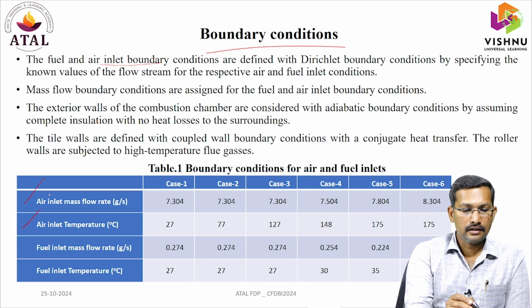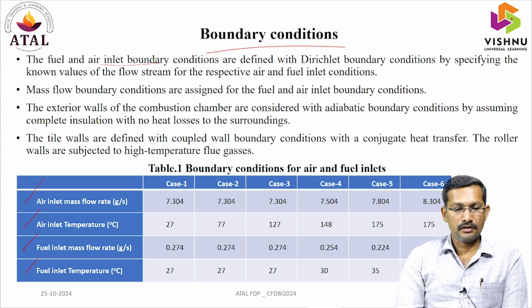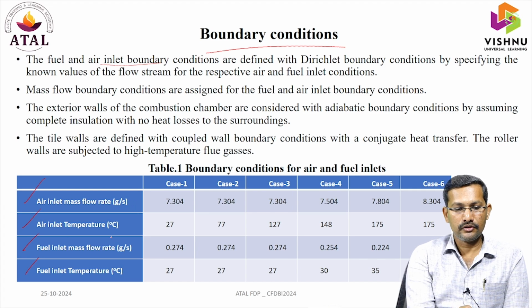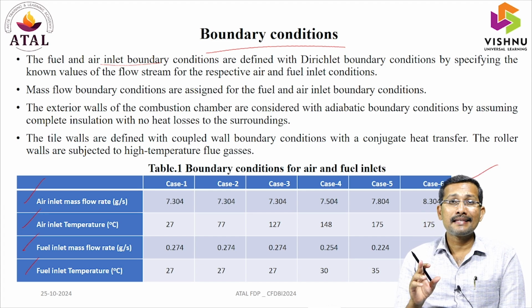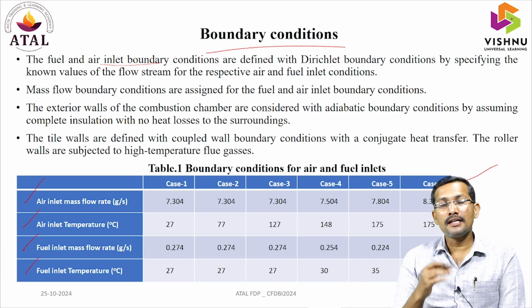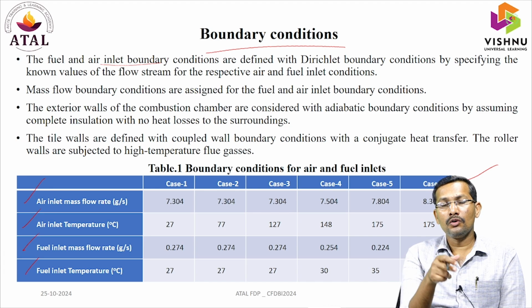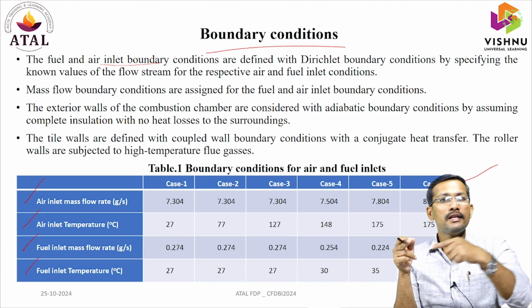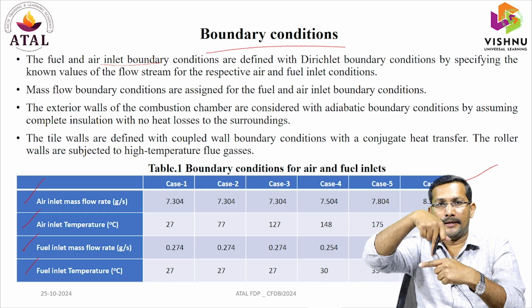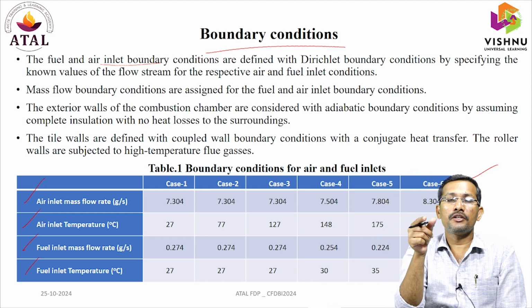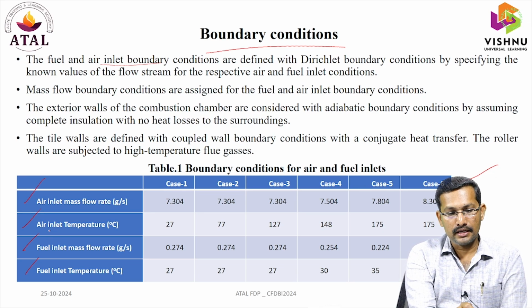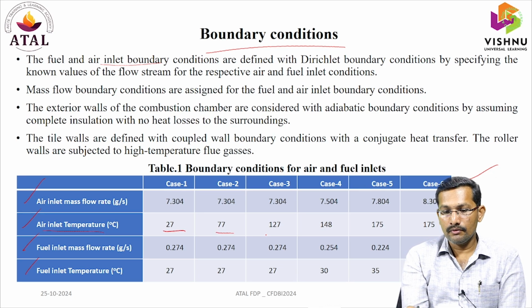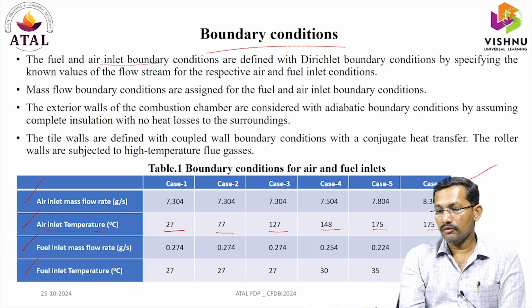Now, air inlet mass flow rate, air inlet temperature, fuel inlet mass flow rate, fuel inlet temperature. Totally we consider 6 cases. Now this is the case study problem. What exactly is that? As I told, in the computational domain some fuel is coming and some preheated air is coming. At what temperatures is that preheated air? That is the main motto of this problem. Now we are considering different air inlet temperatures: 27, 77, 127, 148, 175, 175.